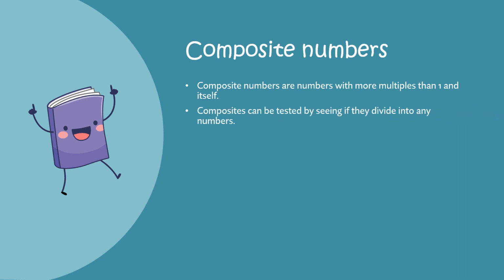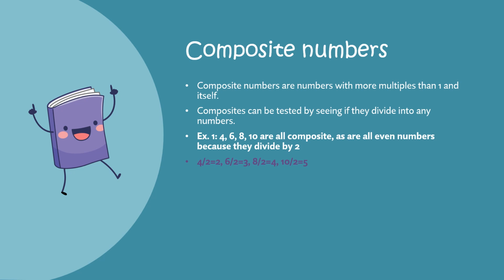The easiest way to test for composite numbers is seeing if they divide into any other numbers. Now, some common examples of these are going to be numbers like 4, 6, 8, and 10. These ones are all considered composite, and they're all even numbers that divide by 2. And so we can see through that all even numbers, because they divide by 2, are all considered composite.